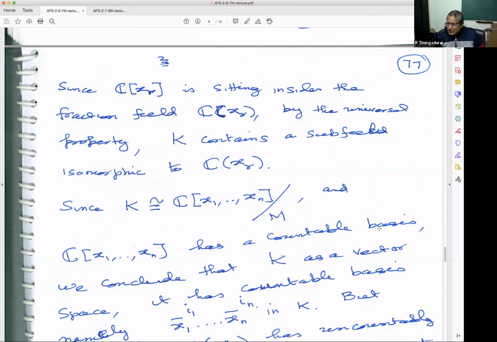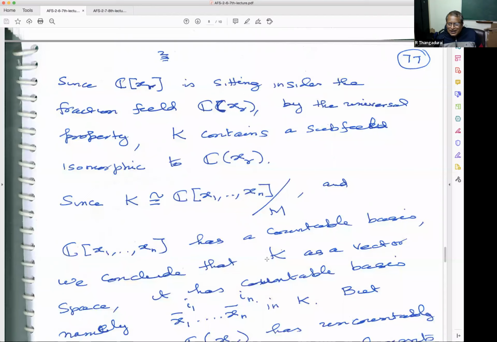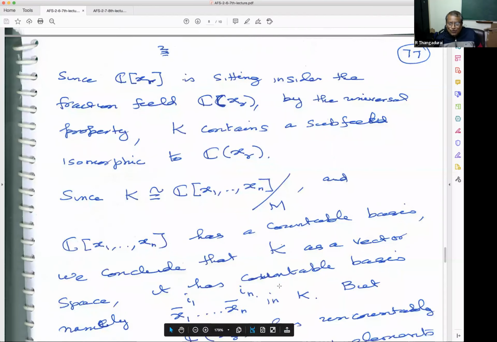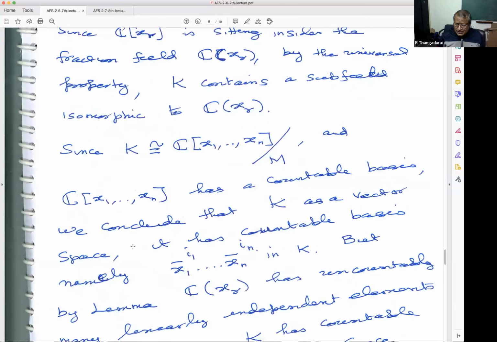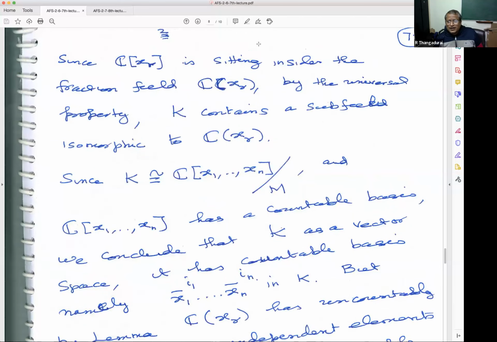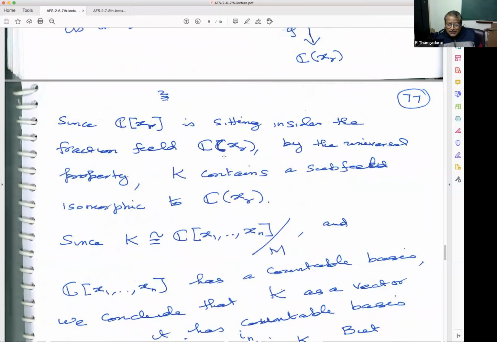Okay, that is countable. So this particular ring has a countable basis. We conclude that K, as a vector space, also has a countable basis, namely the images under this quotient map, x1 bar power I1, ..., xn bar power In in K. Again, this is countable. But the point is, C of XR, the function field, is sitting inside K.